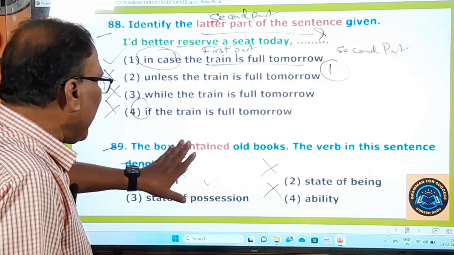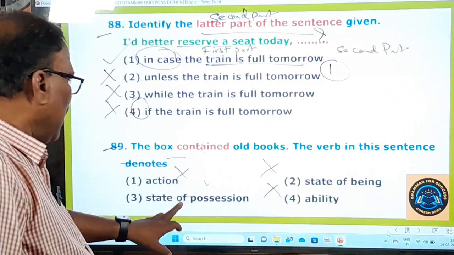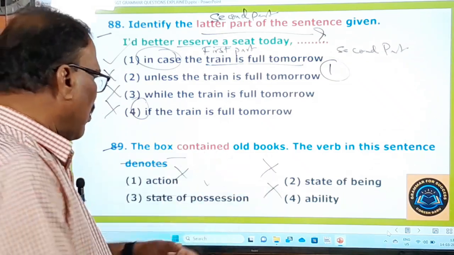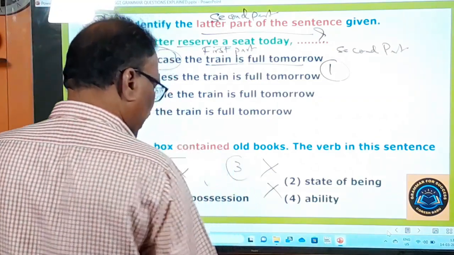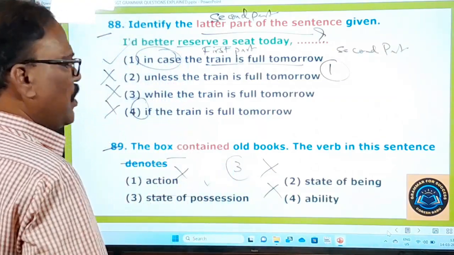Okay, right. Here contain is the verb that indicates a state of possession. All others are wrong. Only the third one is going to be the right option. And now let's move on to other questions.